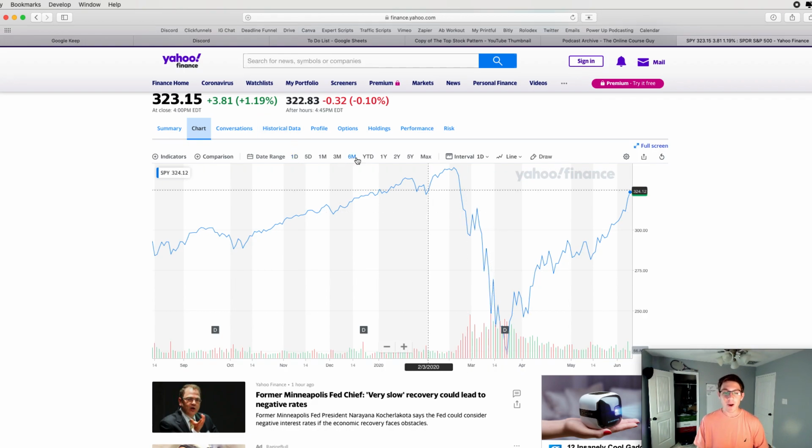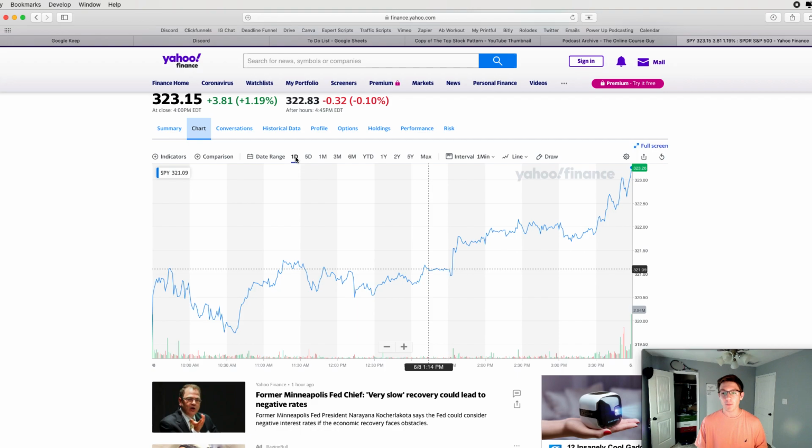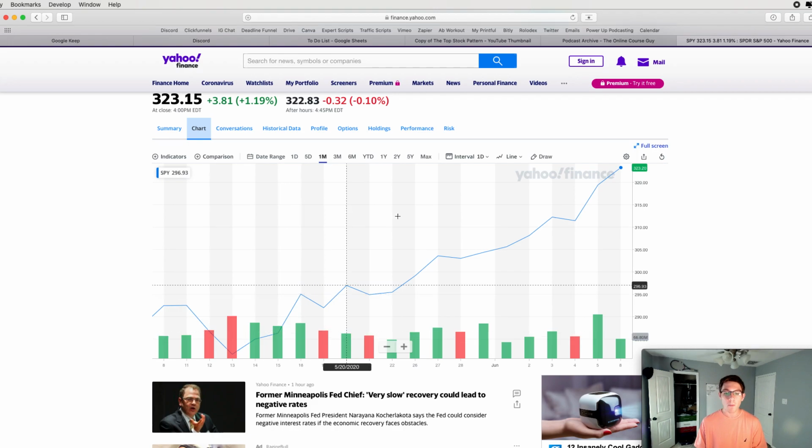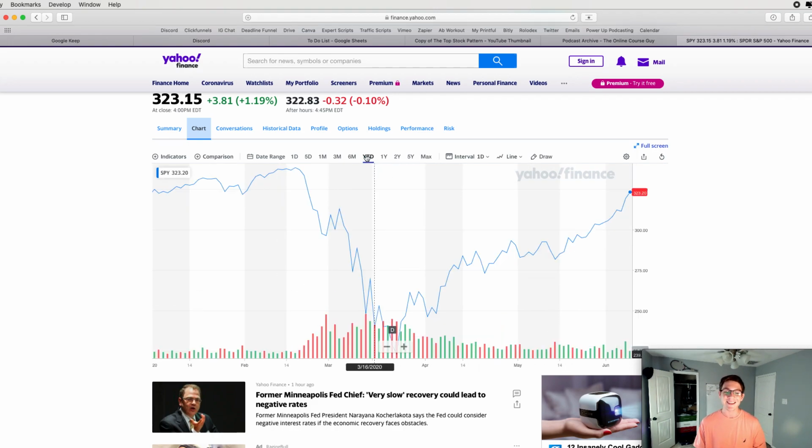Now let's go into actually understanding this line chart real quick. The date range here shows how far back we're looking. This takes price from each single day. As you can see here, this is 1 day of action. This is 5 days of trading action. This is 1 month of trading action. This is year to date, so from January 1st, 2020 all the way up until now. This is the year to date performance.